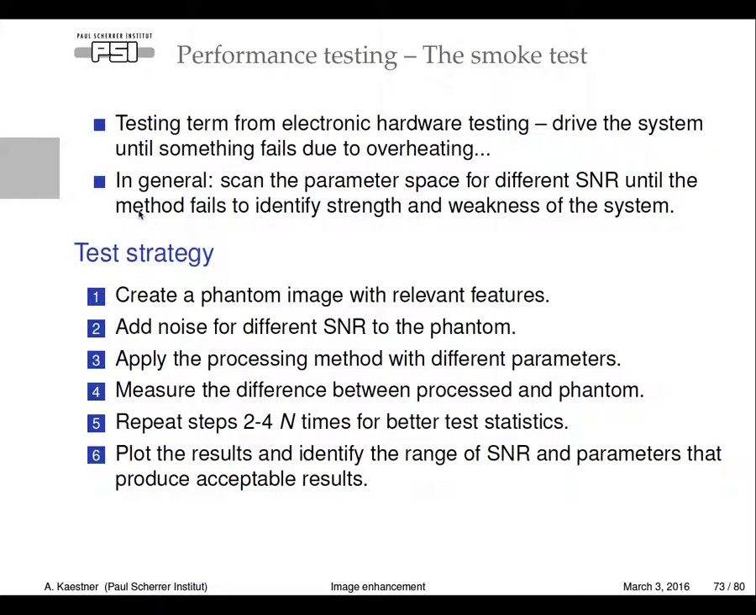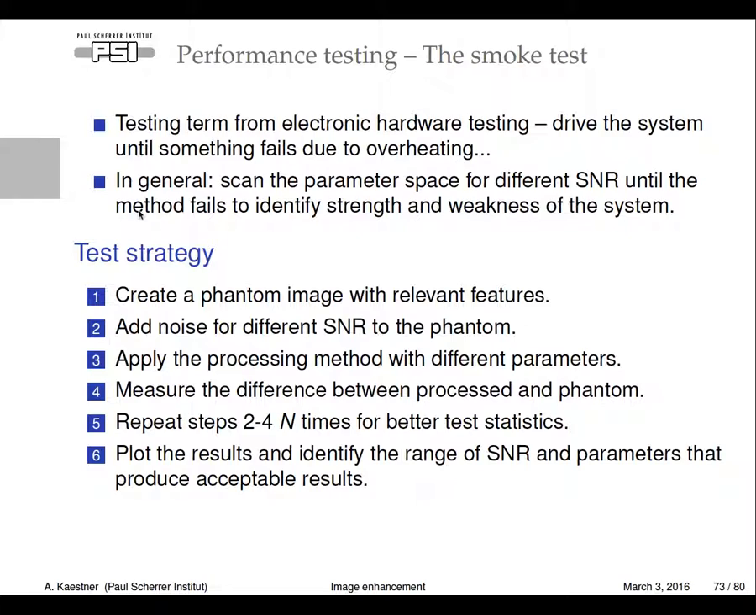The test strategy is, first of all, you create a phantom, something you know. It could be a very good example of real data, or it could also be a complete numeric phantom of something. And the next step is you add noise with different signal-to-noise ratio. Maybe you even smooth it a little bit to make it even more difficult. And then you apply your processing method with different parameter settings and measure the difference between the original phantom that you produced and the processed data.